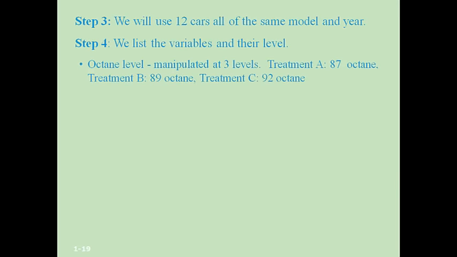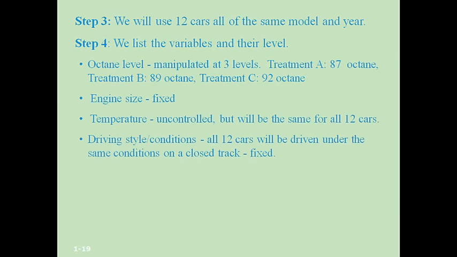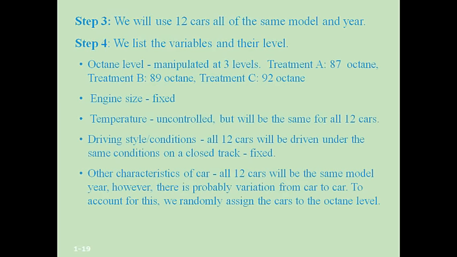Step 3, we will use 12 cars, all of the same model and year. Step 4, we list the variables and their levels. So the octane level will be manipulated at 3 levels, with treatment A, treatment B, and treatment C. We're going to fix the engine size. The temperature will be uncontrolled, but will be the same for all 12 cars. The driving style and conditions, all 12 cars will be driven under the same conditions on a closed track, fixed. Other characteristics of the car, all 12 cars will be the same model year.